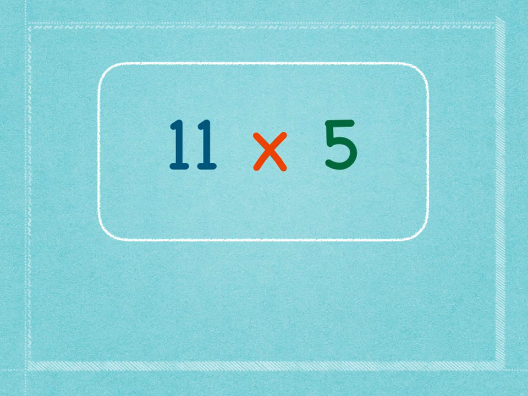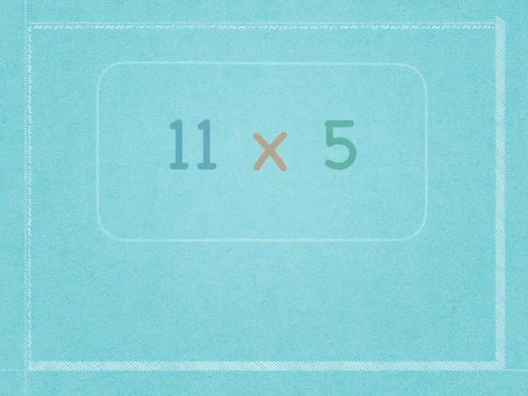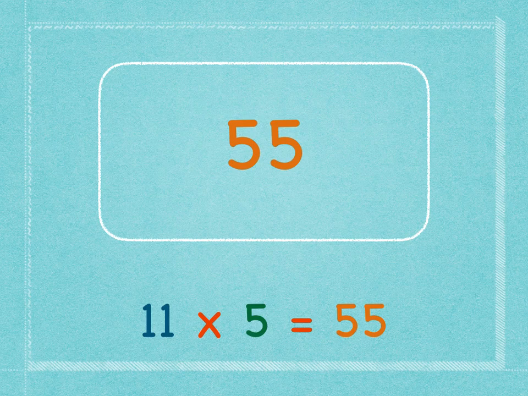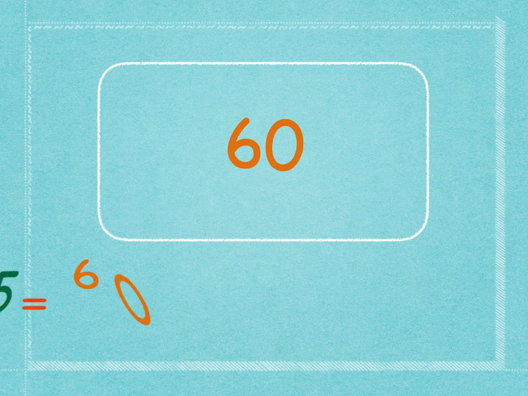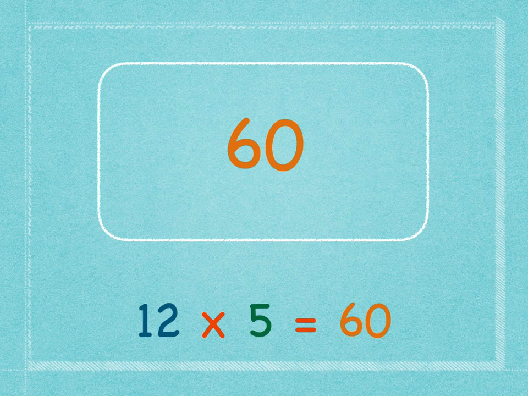11 times 5 is 55. 11 times 5 is 55. 12 times 5 is 60. 12 times 5 is 60.